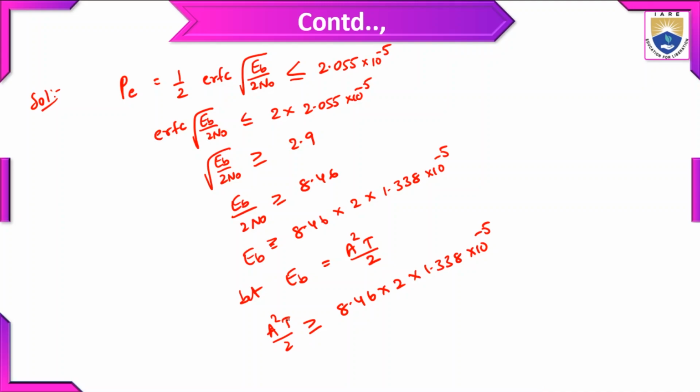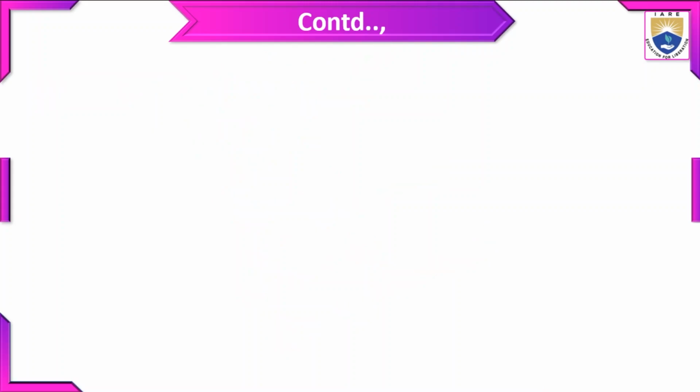But we know the T. What is the T? It is the time. So it is again related with the bit rate. So in the next slide, we go to here. T is equal to 1 by RB, that is equal to 100 microsecond.